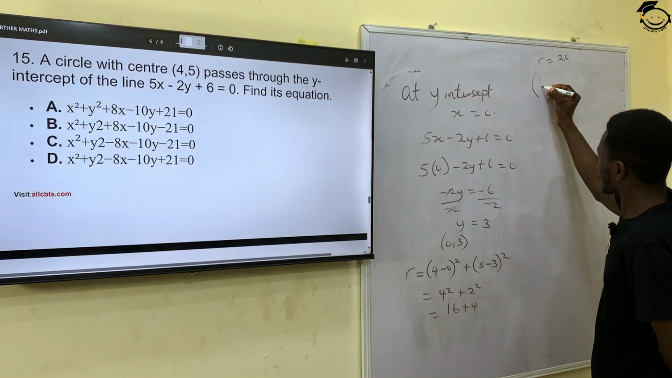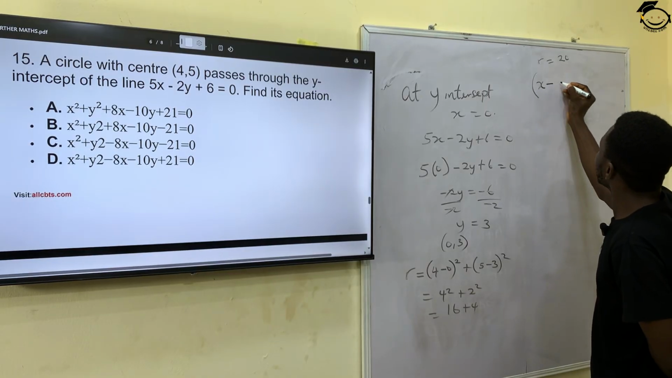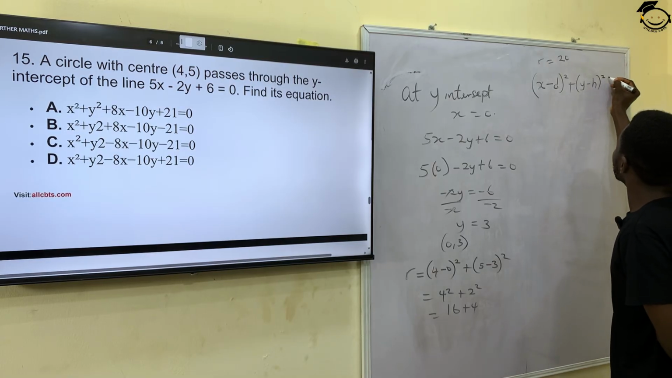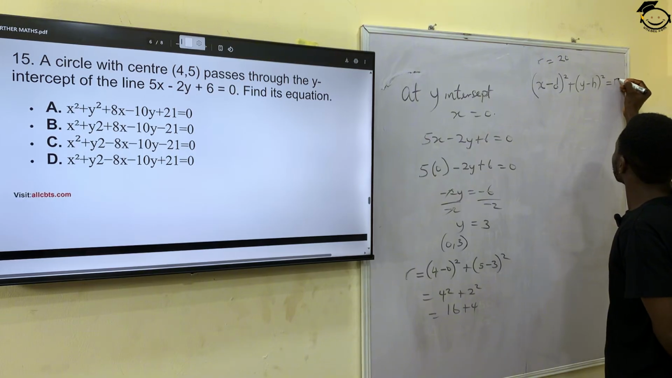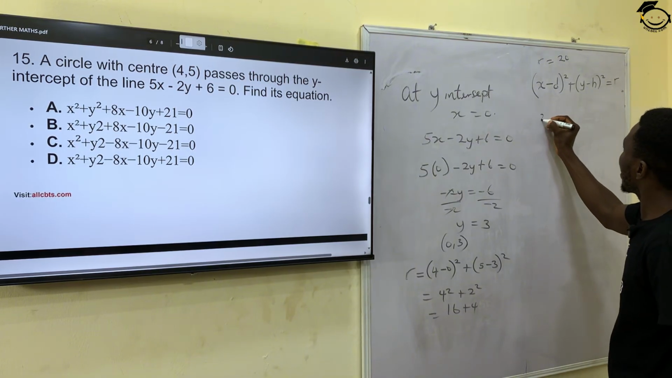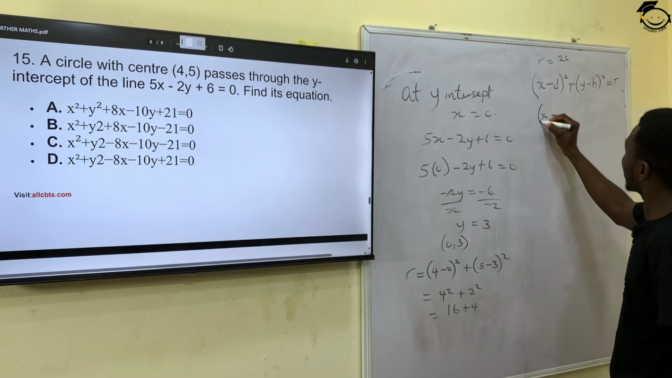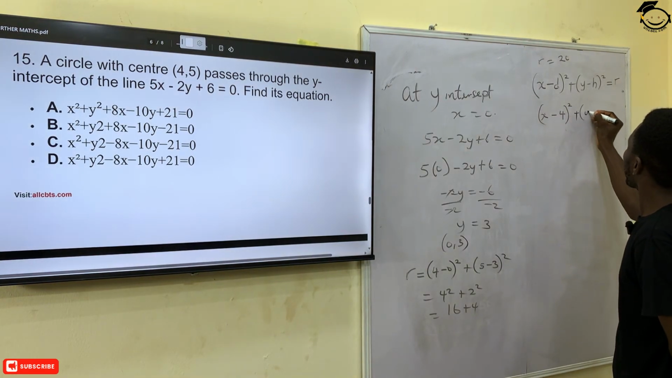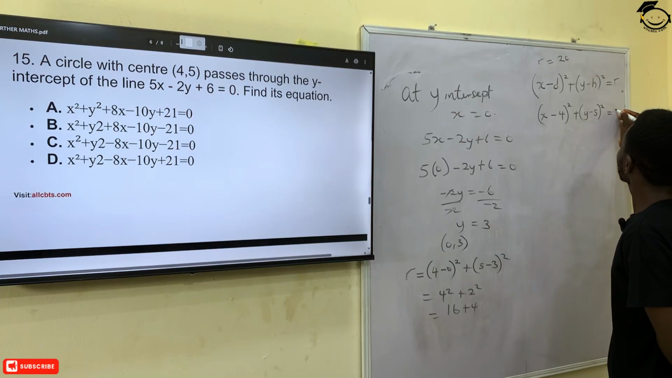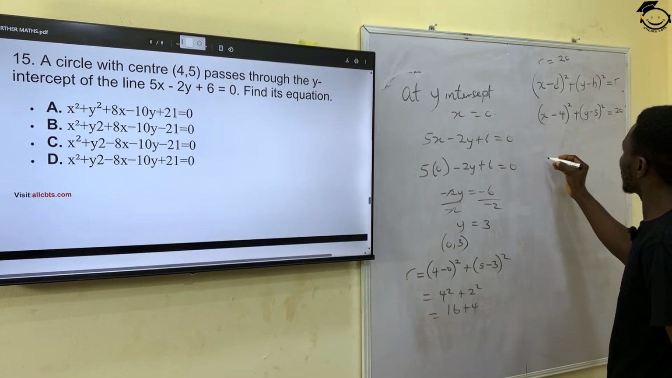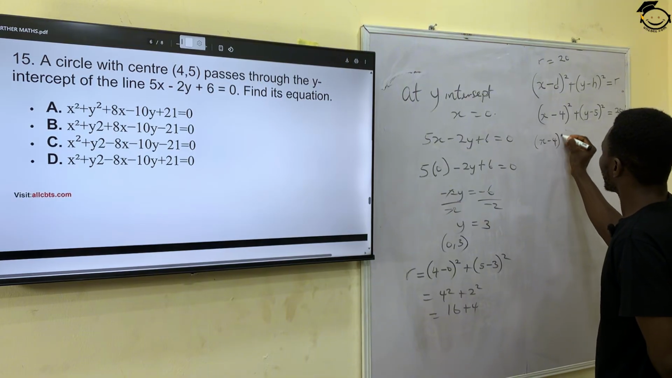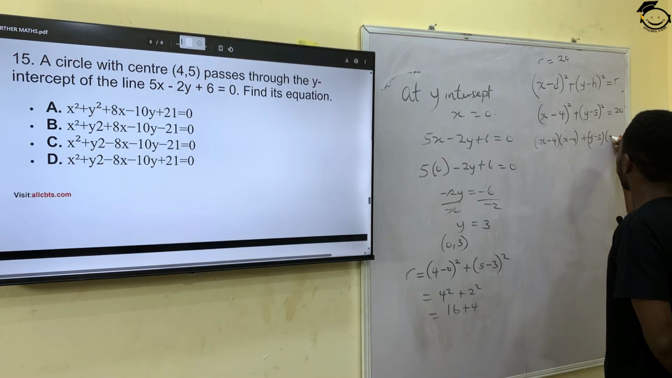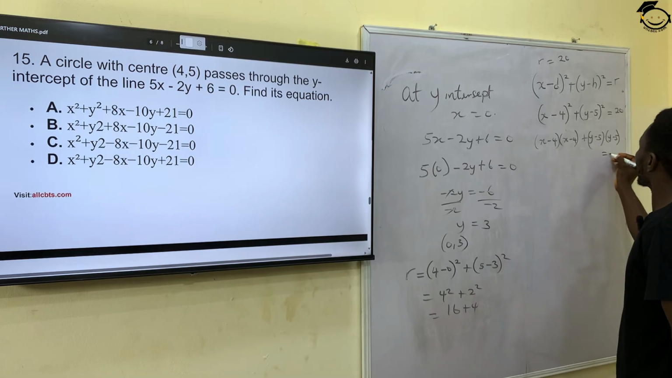So this will give me x minus a squared plus y minus b squared to be equal to r squared. So this is the same thing as saying I have x minus 4 squared plus y minus 5 squared to be equal to 20. So I'm going to expand each one of these. So I have x minus 4 in bracket, plus y minus 5 in bracket, to be equal to 20.